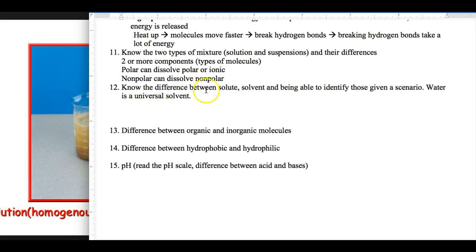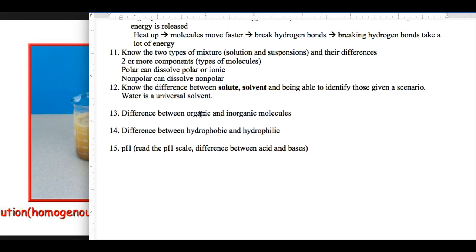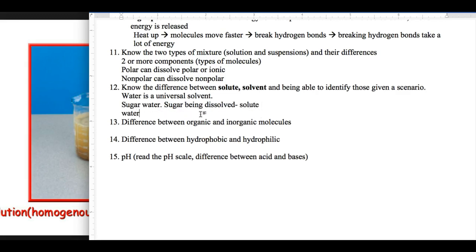Know the difference between a solute and solvent and be able to identify what's a solute and what's a solvent. Example, let's do sugar water. Sugar being dissolved is the solute, and the water is the molecules that are dissolving the sugar, so those are the solvent. If you can't tell which is which, whichever one you have less of is the solute. Sugar in this case will be the solute, water will be the solvent.